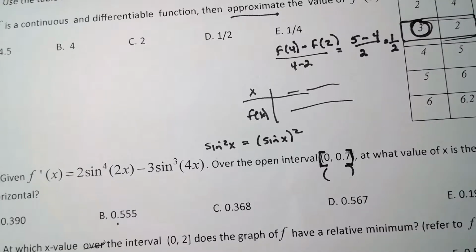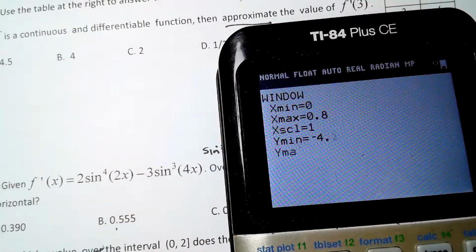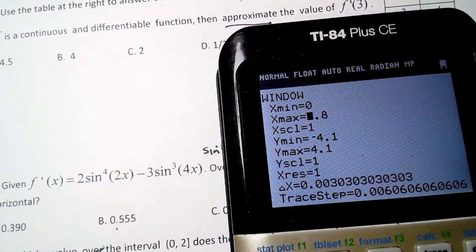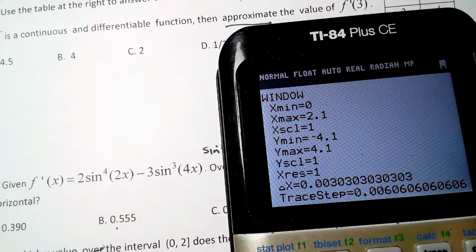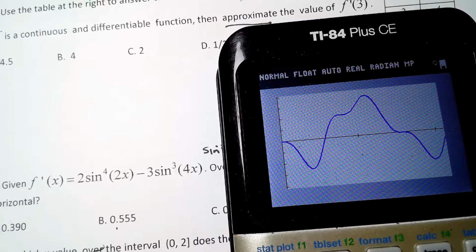Number 9, at which x value over the interval from 0 to 2, now see 0 is not included but 2 is, does the graph of f have a relative minimum? Refer to the graph of f prime. Well, we use the graph of f prime, so let me just change my window. I always like to go a little bit more than the endpoint, so 0 to 2.1. I'm going to hit enter and graph that thing, and since it's a strange function, it's going to get a little bit weird.